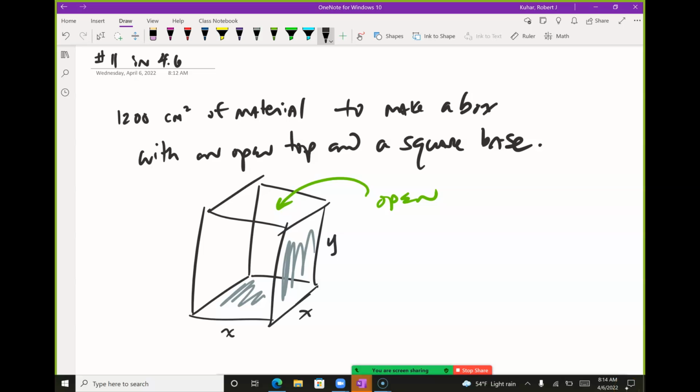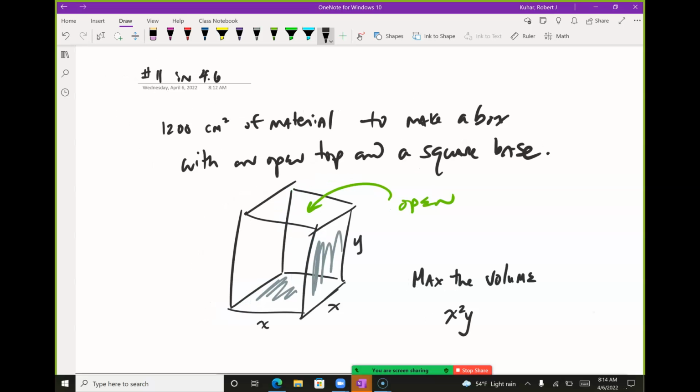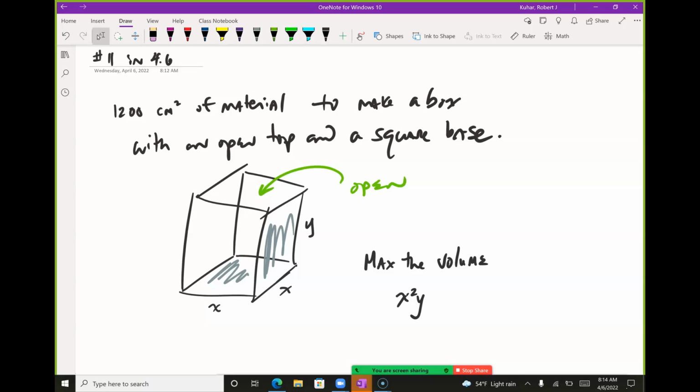So I want to find the largest possible volume. I want to maximize the volume, so let's max the volume. And that's, of course, x squared y. That's pretty obvious: length, width, depth. So what we have to figure out here is our equation.